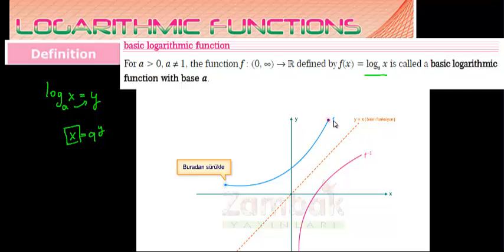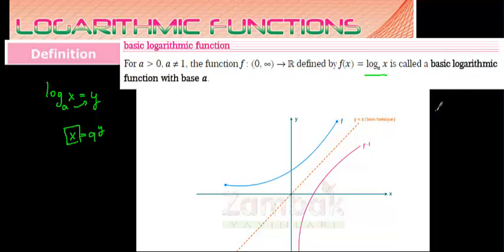Here it shows the graph of the inverse function. The line y equals x is the defining line for the inverse. With respect to the y equals x line, the functions should be symmetric. If this is the a to the power of x function, this function is its inverse, logarithm base a of x.